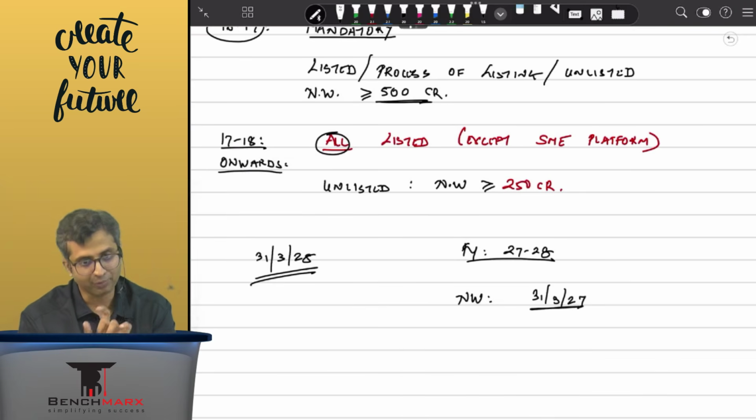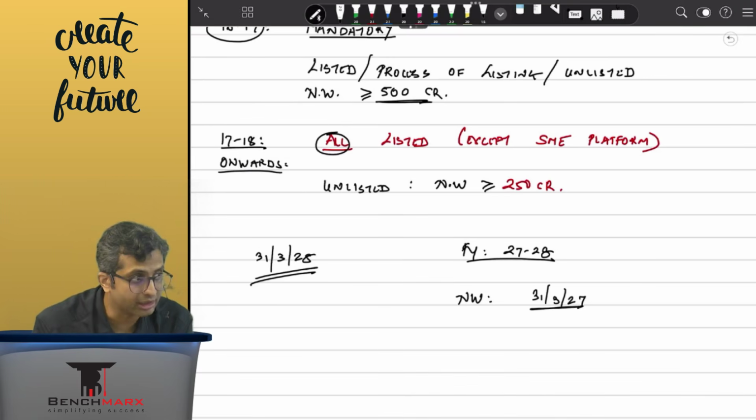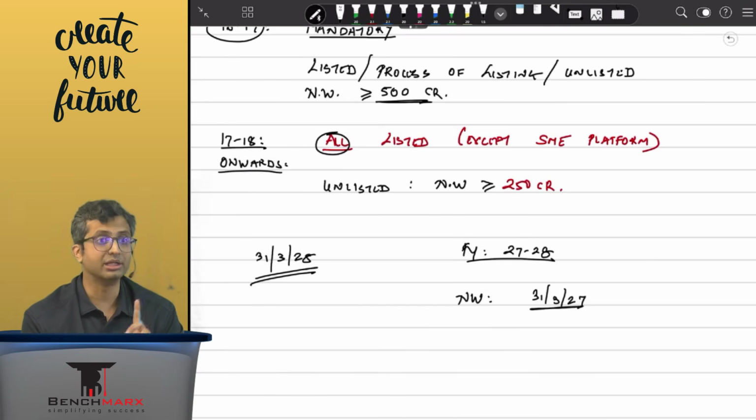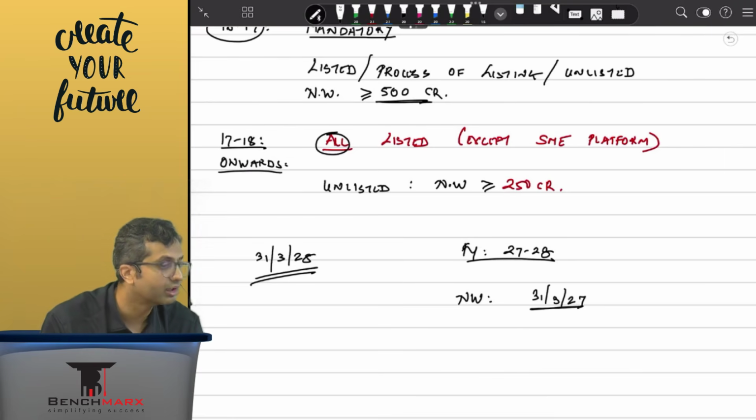Tell me, for Info Edge, let us say its net worth is more actually, but let's say its net worth is only 120 crores, but it is listed not in India, it is listed on the NASDAQ in the US, for example. Will it follow Ind AS? Yes. Companies which are listed in India or outside India, it does not matter. If they have to report in India, then Ind AS will apply.